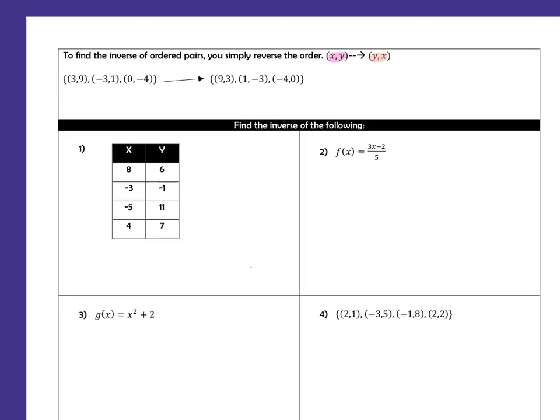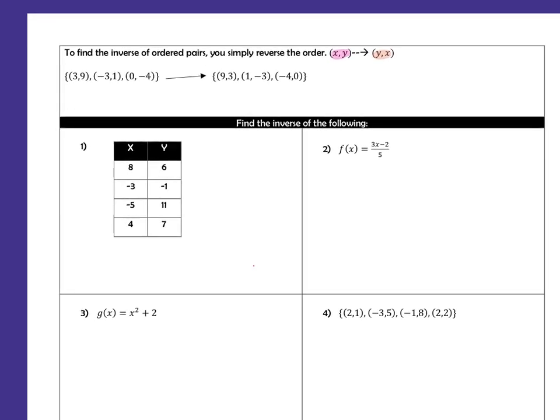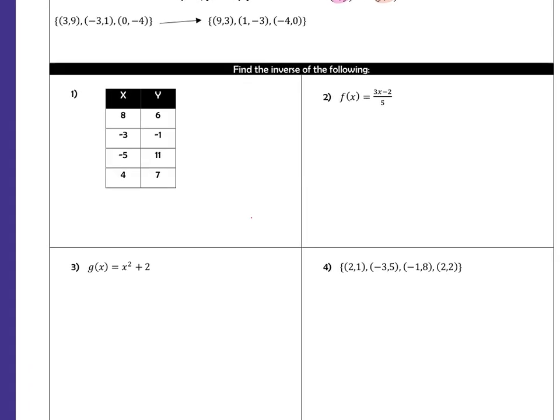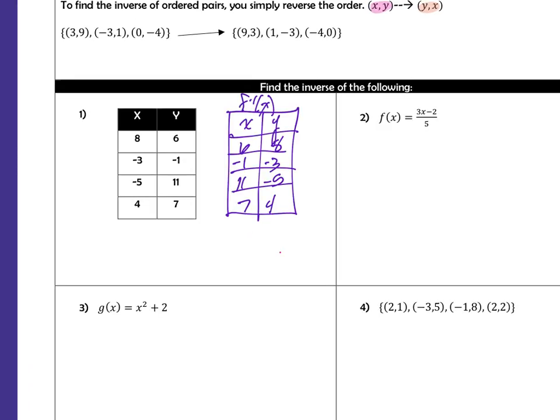So I'm going to have you guys do the next two. So we're going to do these in sets of 2. You guys were all putting them into the chat box, which is correct. 6, 8, negative 1, negative 3, 11, negative 5, and 7, 4. Beautiful. That's awesome, right? Just switch my x and my y.